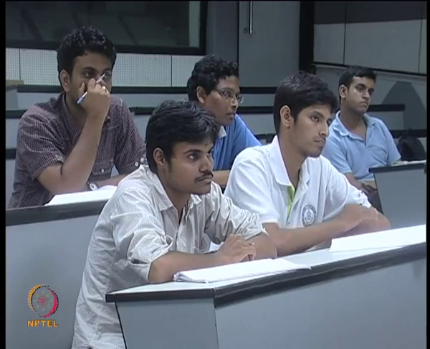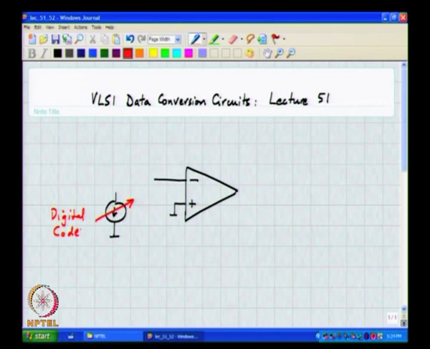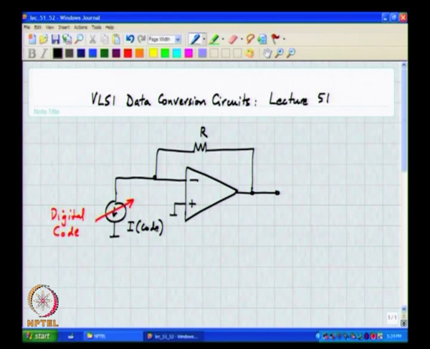So, for example, if one had a variable current source in some fashion, for example, let us say this current depended on the digital code, and if you eventually were interested in a voltage, this current I, which is a function of code, will result in an output voltage which is R times I, which is a function of the code, where the op amp is simply acting as an ideal current to voltage converter.